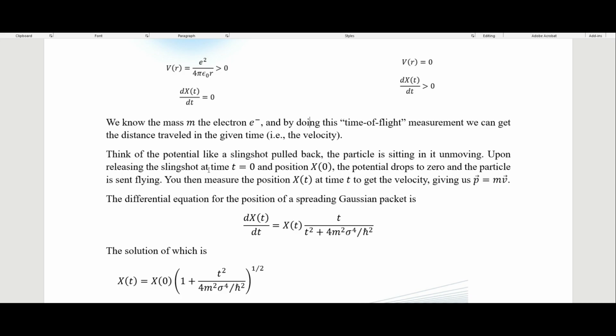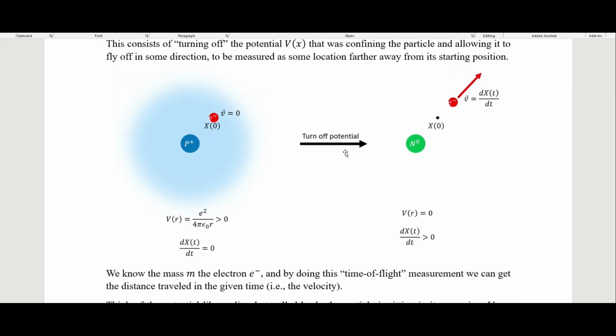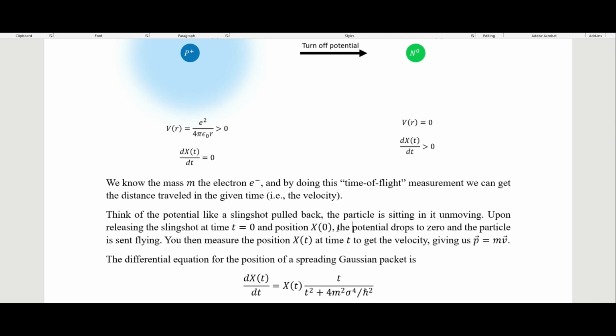So you can think of the potential as being sort of like a slingshot that's pulled back. The particle is sitting in it unmoving when we are right here. Then upon releasing this slingshot at time t equals 0, where the potential energy in the slingshot goes to 0, kind of like when we turn off this potential, at time equals 0 and at position x of 0, the potential drops to 0 and the particle is sent flying. You then measure the position at some time t to get the velocity, which will give us our momentum here.